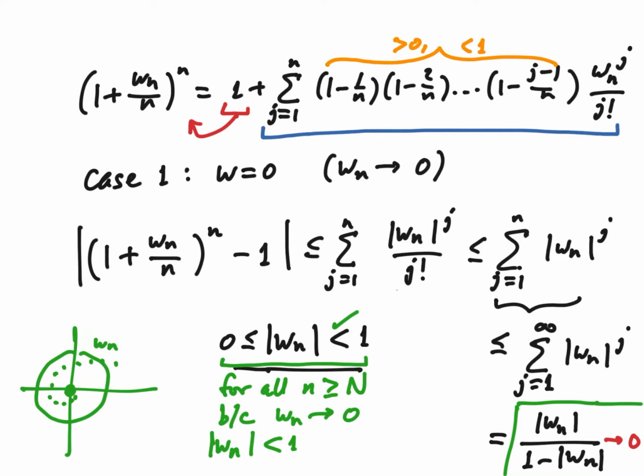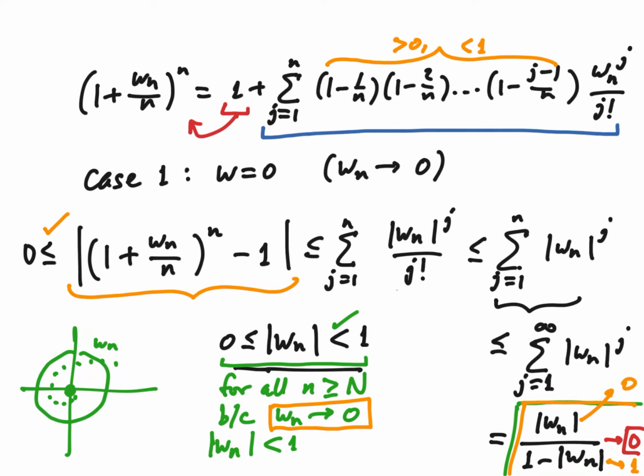Because you see that the wn's are going to 0, which means the top is going to 0 by this assumption. But then the bottom is going to 1 minus 0, which is 1. So the whole fraction is going to 0 over 1. But then you see by the squeeze theorem, since clearly any modulus is greater than or equal to 0, and then we have an upper bound that's also going to 0, the squeeze theorem tells us that this thing in the middle also has to go to 0. And that means that 1 is the limit of this expression here.